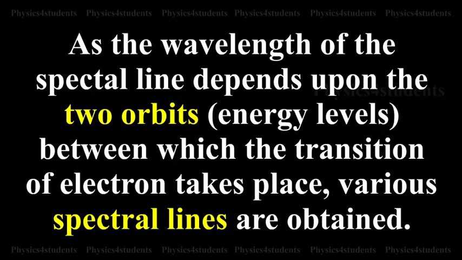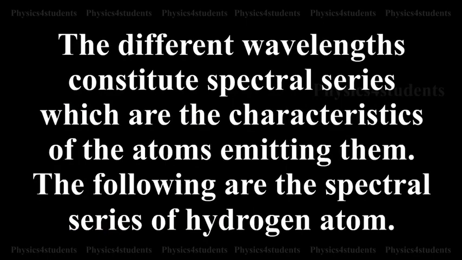As the wavelength of the spectral line depends upon the two orbits or energy levels between which the transition of the electron takes place, various spectral lines are obtained. The different wavelengths constitute spectral series, which are the characteristic of the atoms emitting them. The following are the spectral lines of hydrogen atom.